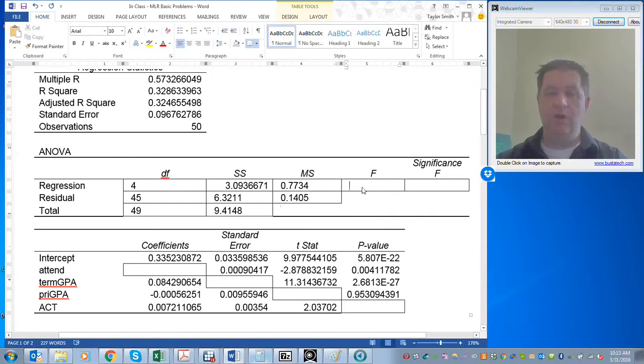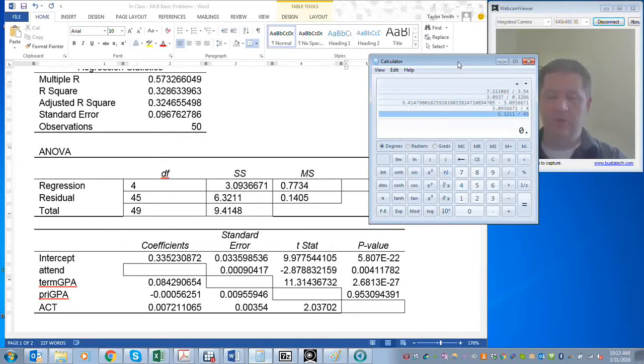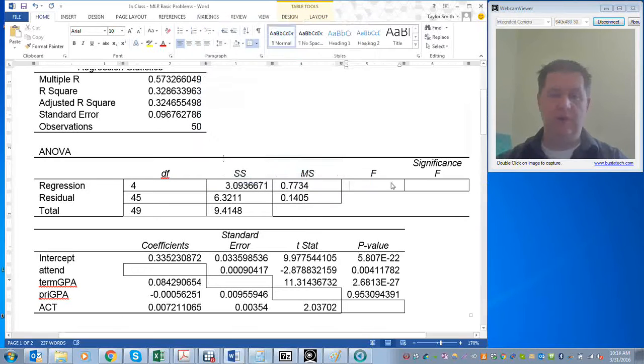Okay. Now our F statistic is our MSR divided by our MSE. So 0.7734 divided by 0.1405. Let me do that real quick. 0.7734 divided by 0.1405, and you get an F statistic of 5.505. We'll go with that, 5.505.